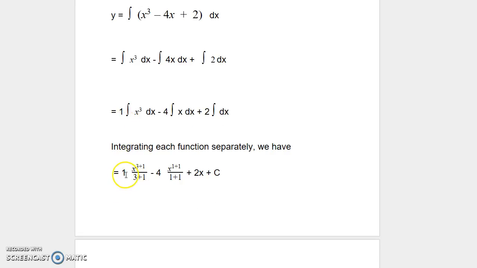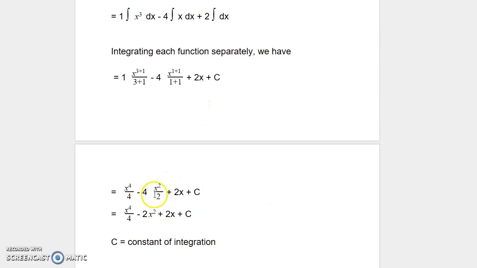So 1 is a constant, so we're going to put that on the side, and then integral x cubed dx we can write as x to the power of 3 plus 1 divided by 3 plus 1, minus the second term, 4 times integral x dx, which can be written as x to the power of 1 plus 1 divided by 1 plus 1, plus 2 integral dx. 2 is a constant, so integral dx converts to just x, plus c, which is a constant of integration. Whenever we complete the process of integration, we're going to add a constant to the end of the process.